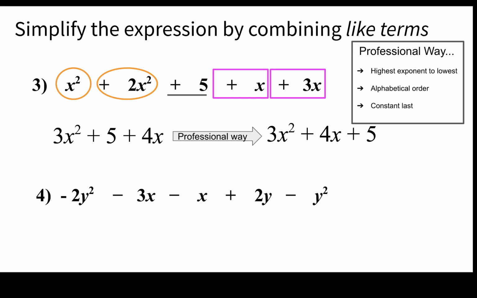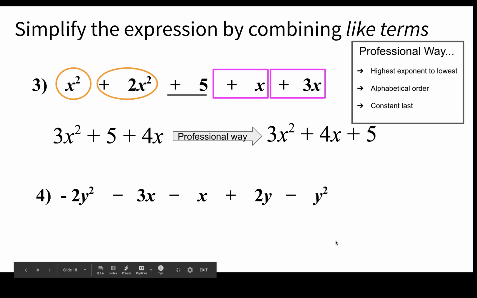We have negative 2y squared minus 3x minus x plus 2y minus y squared. Remember, subtraction signs are negative signs. Addition signs are positive signs. Are there any constants in this expression? No. Go to the first term.